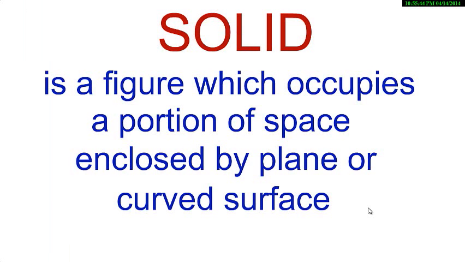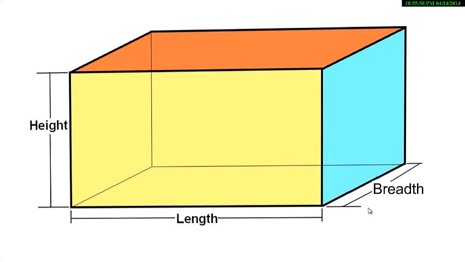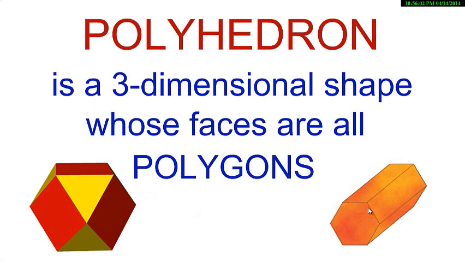What is a solid? A figure which occupies a portion of space enclosed by a plane or curved surface is a solid. A solid has three dimensions: length, breadth and height. A polyhedron is a three-dimensional shape whose faces are all polygons.